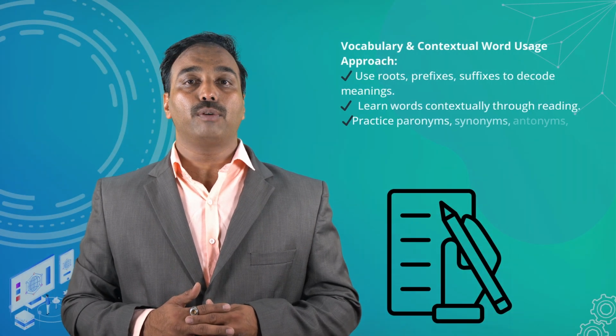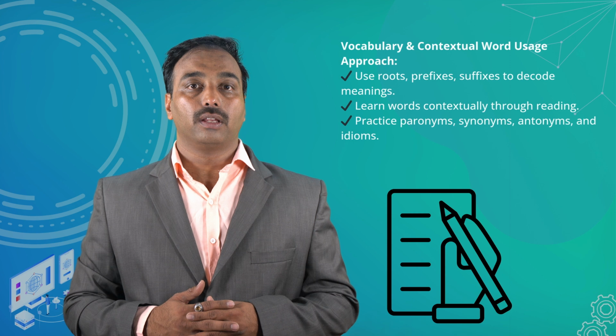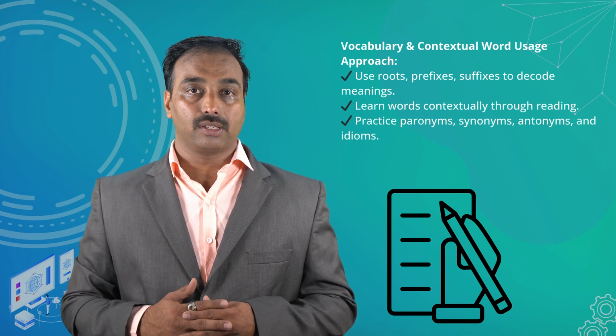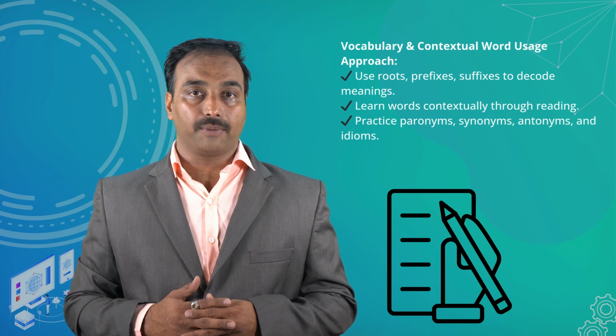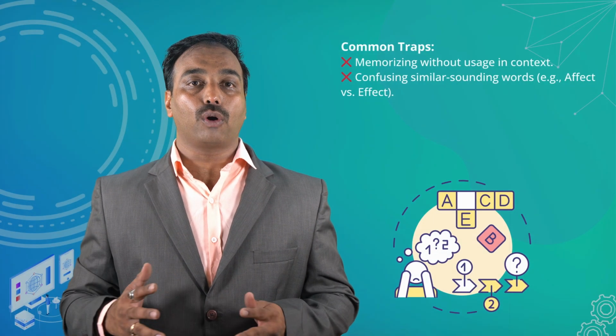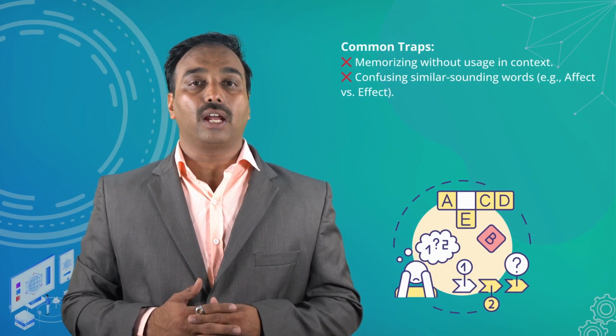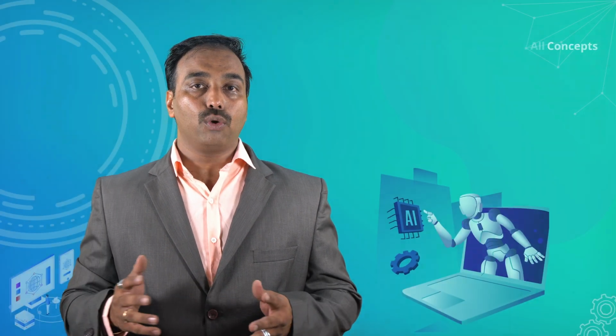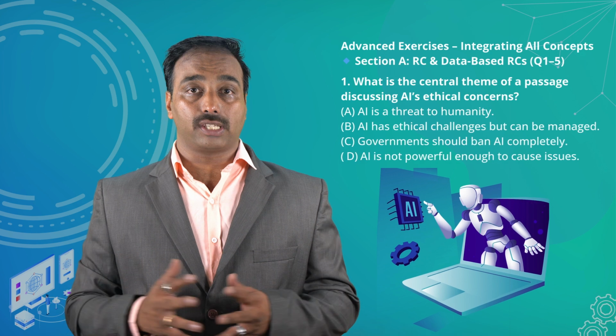Next type, vocabulary and contextual word usage. The approach is you have to use roots, prefixes, suffixes to decode meanings. Learn words contextually through reading. Practice paronyms, synonyms, antonyms, and idioms. The common traps are memorizing without usage in context, confusing similar sounding words, for example affect versus effect. Let us now look at the advanced exercises integrating all concepts.